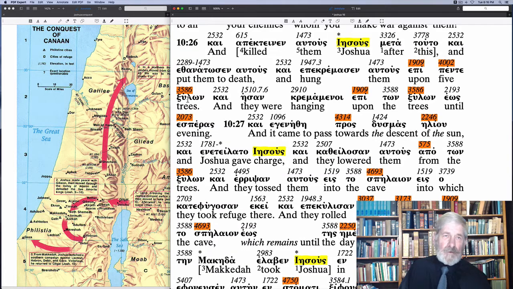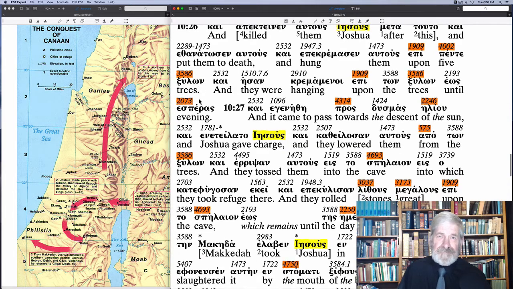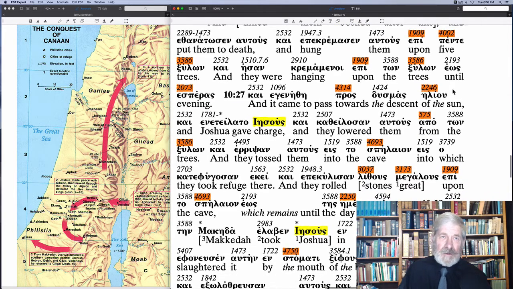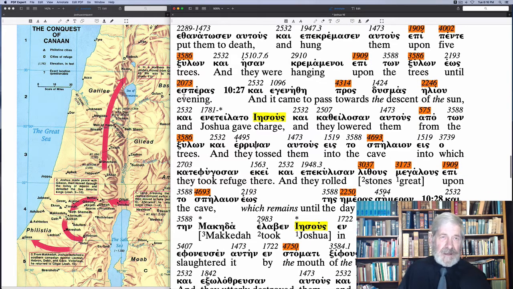A xylon is what Jesus was hung upon. They call it a tree, but it's not a tree; generally a dendron is a tree with branches with green leaves on it. The xylon can be a timber, also a tree. And they were hanging upon the xylon until Asperas, evening. We have the Vesper service in the liturgy.